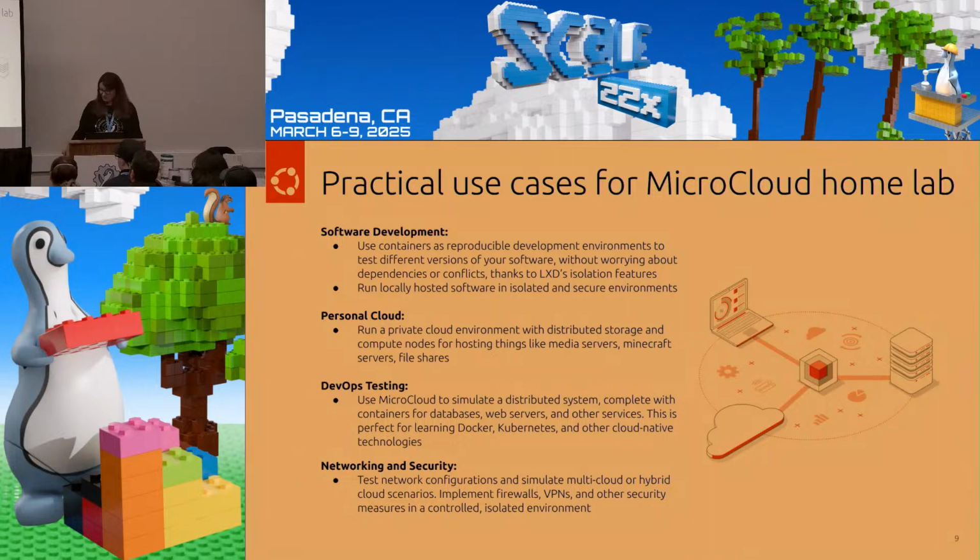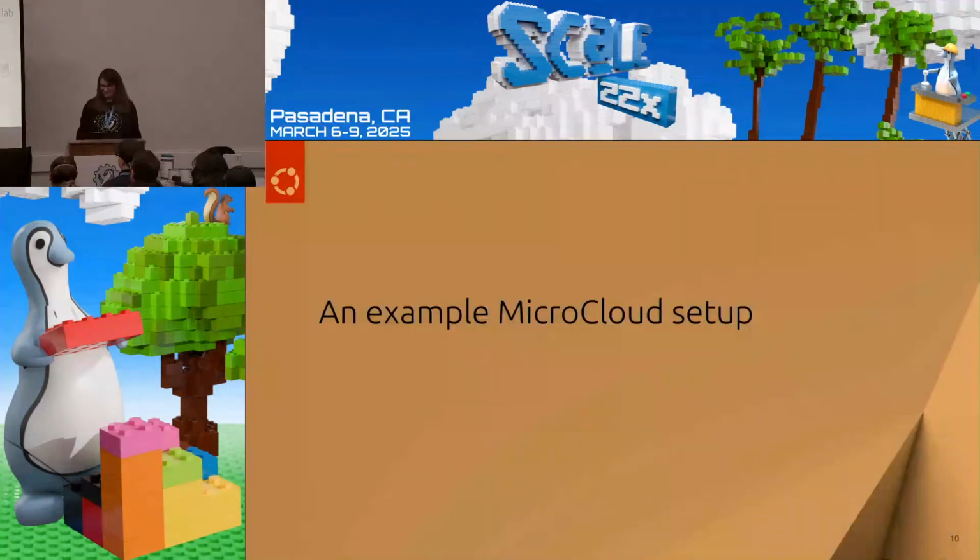And then probably some of the things that most users usually struggle with is networking. So if you're on MicroCloud, you can actually practice networking. You can test different network configurations, you can simulate multi-cloud environments, you can implement firewalls, and do that all in a secure and controlled and isolated environment without messing up the rest of the things that you might be running. So let's talk about an example MicroCloud setup.